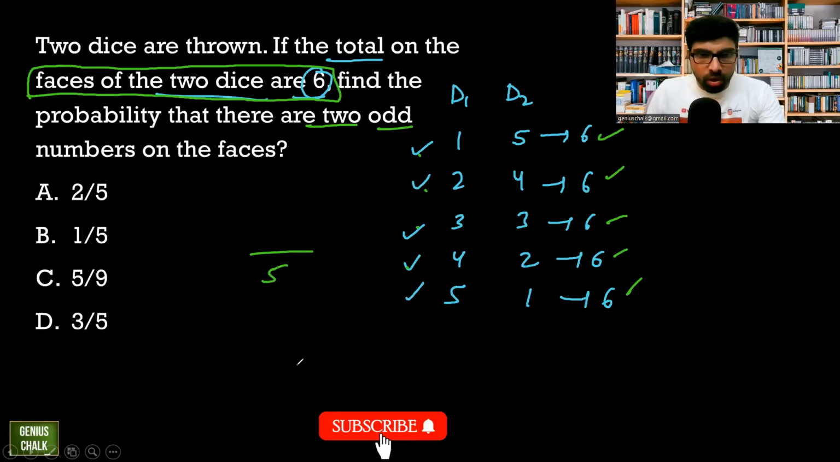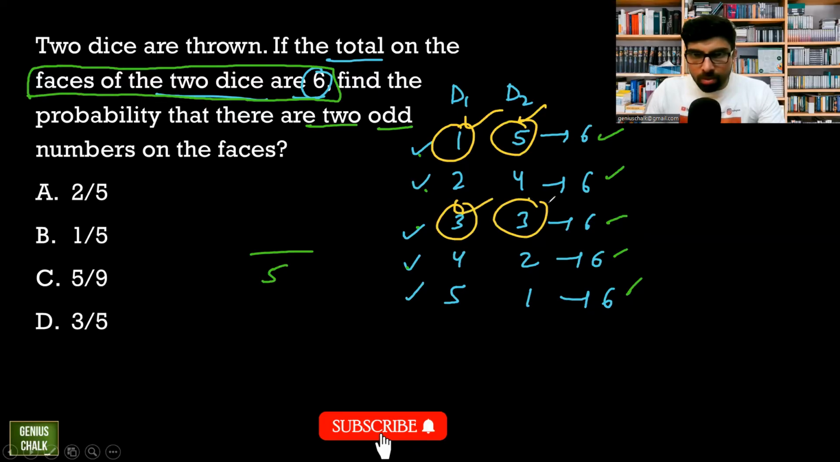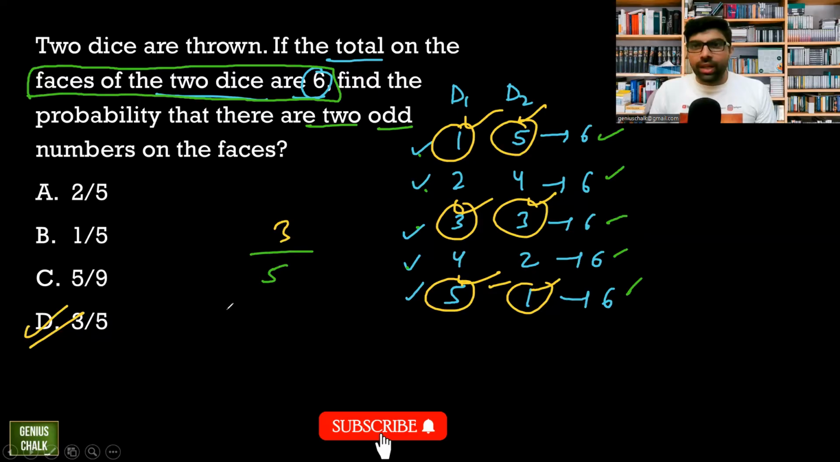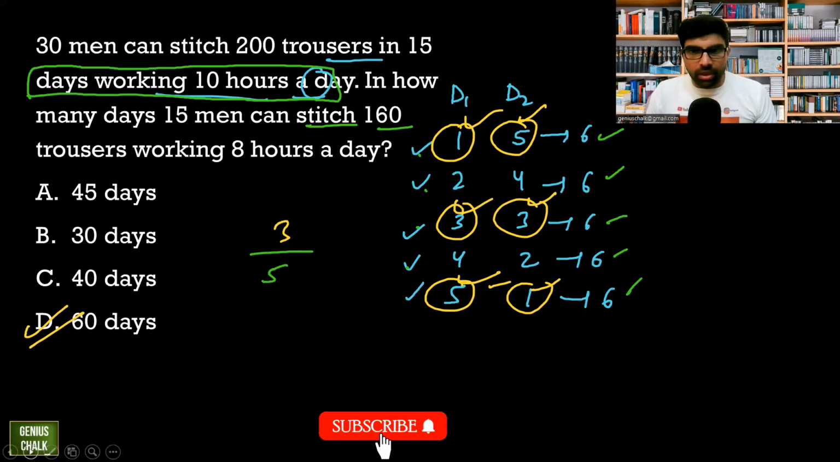So let's find odd numbers now. First case is 1 and 5, both are odd numbers. Then 3, 3, both are odd numbers. And then 5 and 1. That means there are 3 such cases. So my answer is 3 by 5. That is option D. Option D is my answer. I hope this is clear.